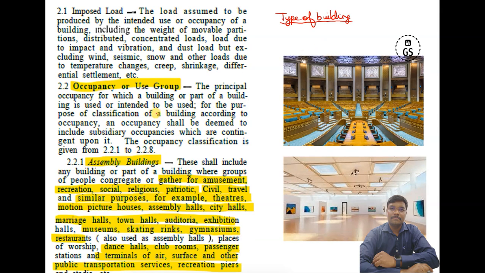If we talk about the types of building in this code, the first building you can see is the assembly building. It is clearly mentioned. These are places like people gathering in a big hall, exhibition halls or city malls. Amusement parks, theaters, city halls, any kind of assembly halls, movie pictures, social or religious gatherings, and clubhouses all come under the category of assembly buildings.